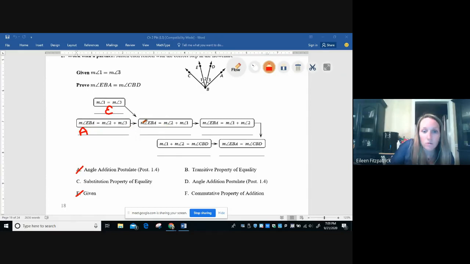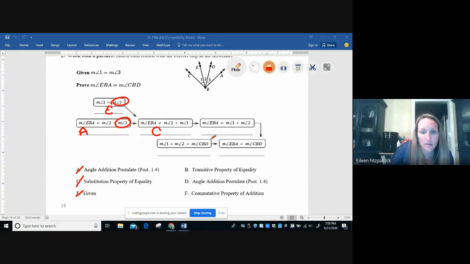Then those two will give us this piece of information. So go and study, what do these have in common? How did this change? So this stayed the same, EBA, EBA, angle 2, but this changed from an angle 3 to an angle 1, and that's because angle 3 and angle 1 are equal. So I'm replacing this angle 3 with what it's equal to, right? I'm replacing it with the angle 1. So that would be substitution, that's C.